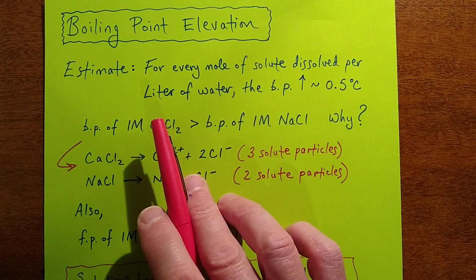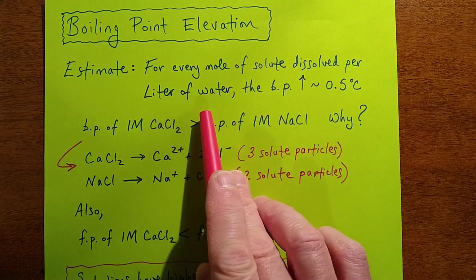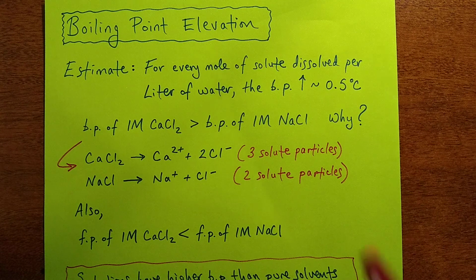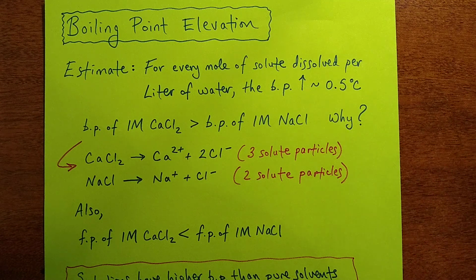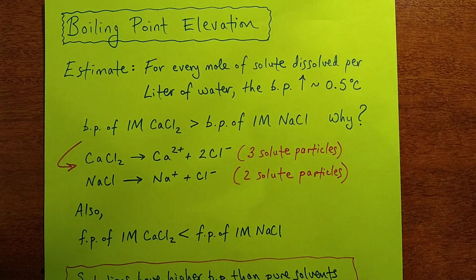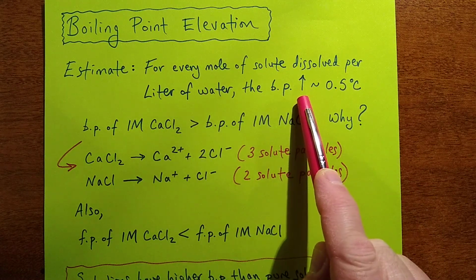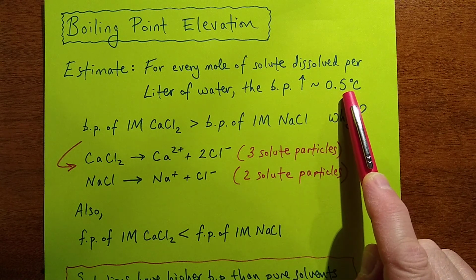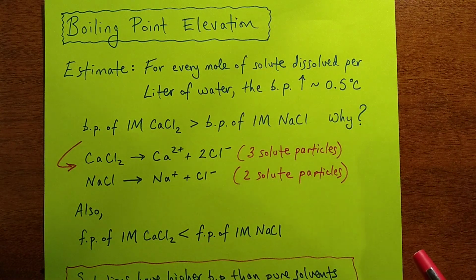So the estimate we can use is that for every mole of solute that is dissolved per liter of water, and again, it doesn't matter what the solute is, all that matters is how many solute particles there are dissolved. So essentially you could call it the molarity of the solution. The higher the molarity, the more these effects are going to be observed. For every mole of solute dissolved per liter of water, the boiling point tends to go up about half a degree for water. That doesn't sound like a lot, but you can get an incredibly large amount of solute dissolved in a certain amount of water.